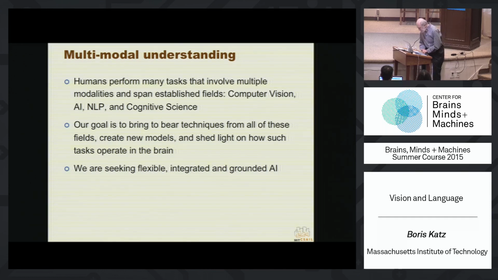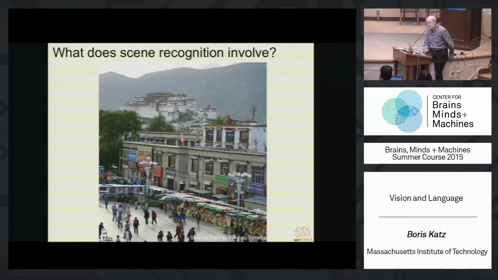But we need to remember that most cognitive tasks that humans perform actually go across modalities. They span these established fields. And the goal of our thrust is to bring together techniques from all these fields, create new models, and solve intelligence tasks. And we also would like to understand how these tasks operate in the brain. So I will start with one task, which is scene recognition.